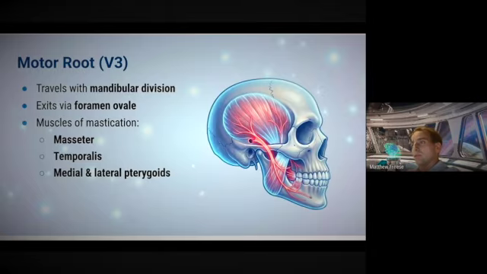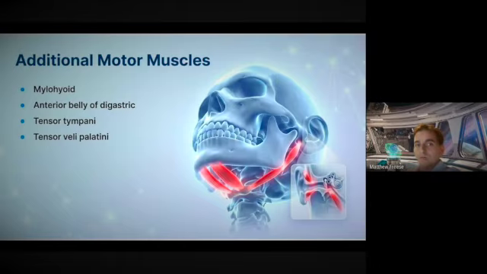The motor root travels with the mandibular division and exits via the foramen ovale. It innervates the muscles of mastication: masseter, temporalis, and the pterygoids. Additional motor muscles include the mylohyoid muscle, anterior belly of digastric, tensor tympani, and tensor veli palatini, which is my favorite. These are not anesthesia targets, but they appear in anatomy questions as well.